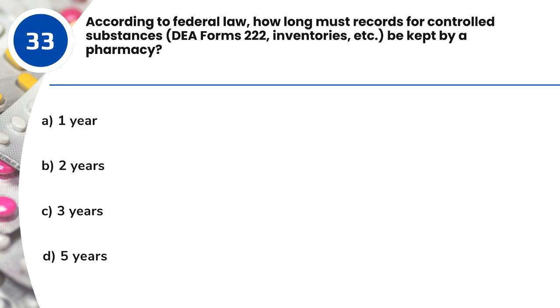Question 33. According to federal law, how long must records for controlled substances, DEA forms 222, inventories, etc., be kept by a pharmacy? A. 1 year. B. 2 years. C. 3 years. D. 5 years. Answer: B.